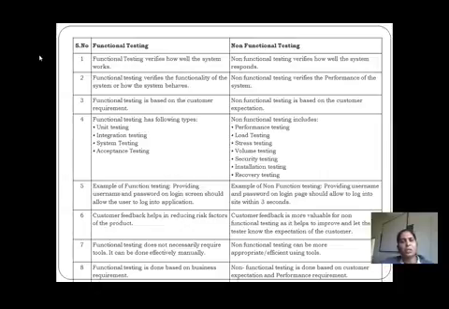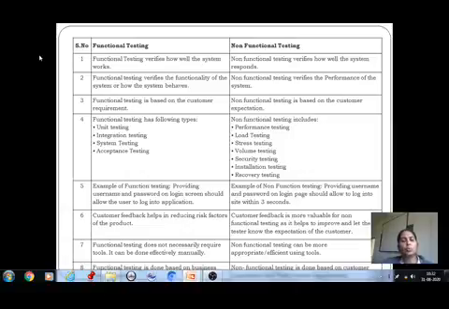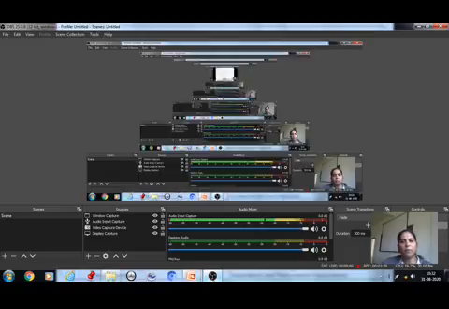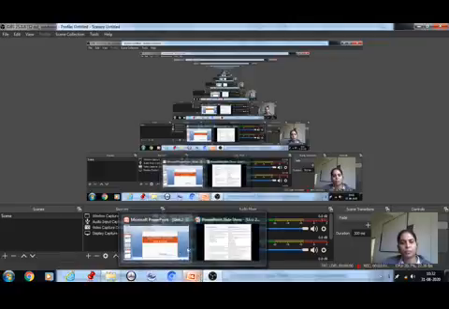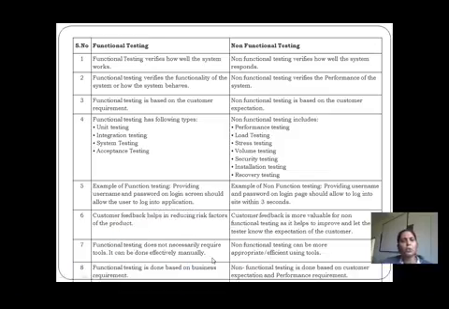Now what is the non-functional testing? Non-functional testing is going to verify how well the system is going to respond. Why? Because when we want to do the system testing, at that time we need to check how the system is responding. Because we are checking the performance of the system, the stress of the system, the reliability, scalability, localization. All these aspects with respect to non-functional testing we must check.